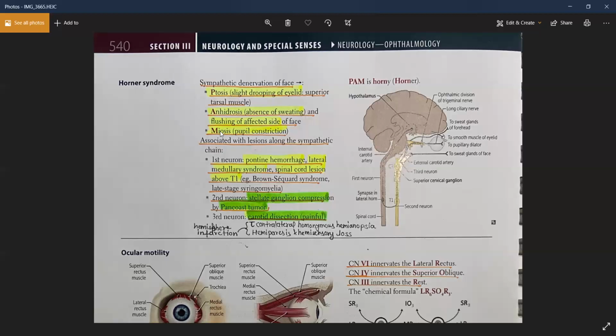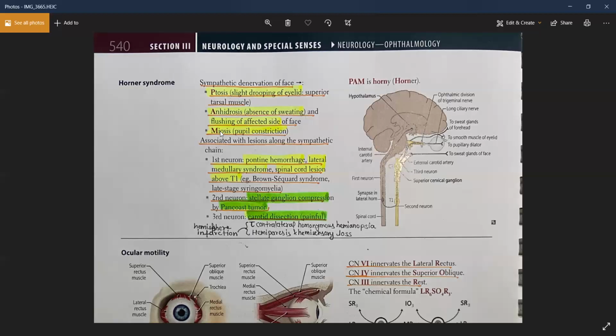With the second neuron damage, you will have some kind of cancer history, or sometimes you will also have the subclavian vein syndrome or the superior vena cava syndrome, right? You will have edema of the face, and edema of the hands will be there. In case of third neuron damage, you will have a hemorrhagic shock and a painful condition along with the Horner syndrome. So that's how you will differentiate between all these conditions.